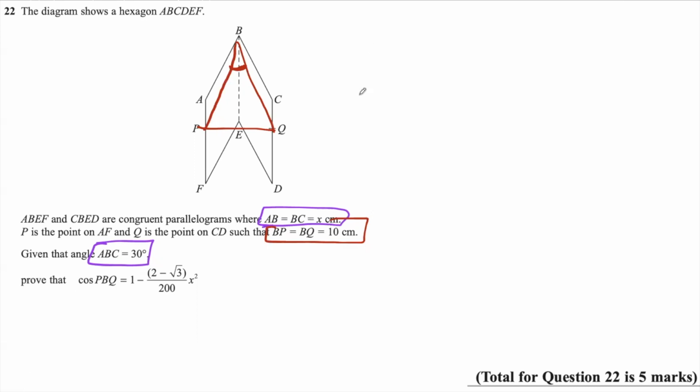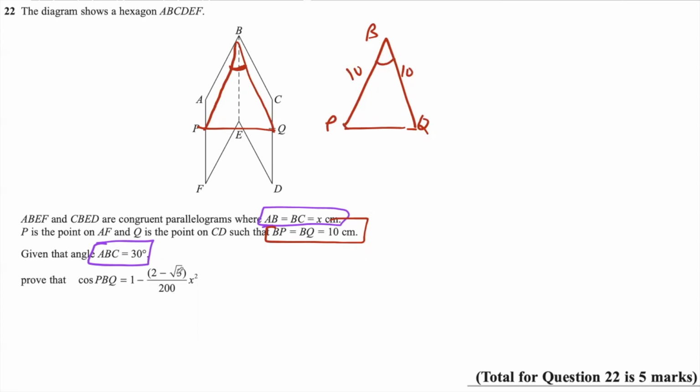Okay, so let me just draw the triangle PBQ right here. We know that BP and BQ are both 10, so we'll just write 10 here and here. And this is the angle that we're going to use at some point.